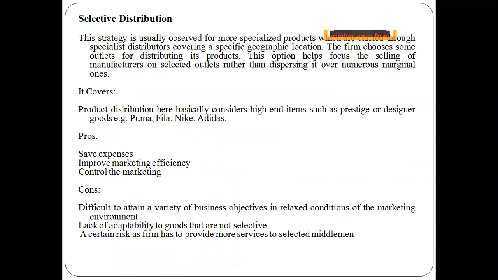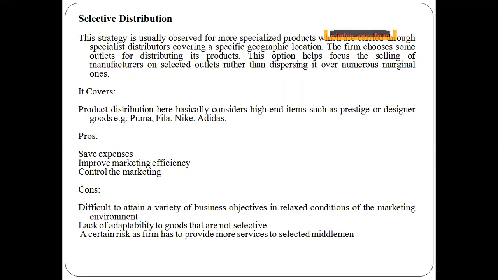Then we have selective distribution. This is usually observed for more specialized products which are carried through specialist distributors covering a specific geographic location. The firm chooses some outlets for distributing its product. This option helps focus the selling of the manufacturer on selected outlets rather than dispersing it over numerous marginal ones.